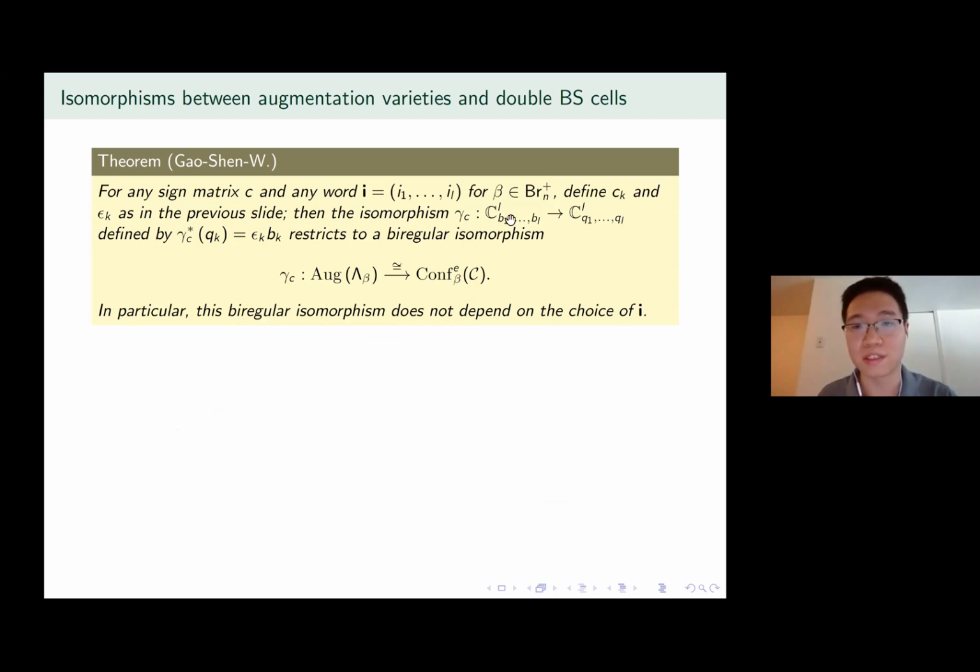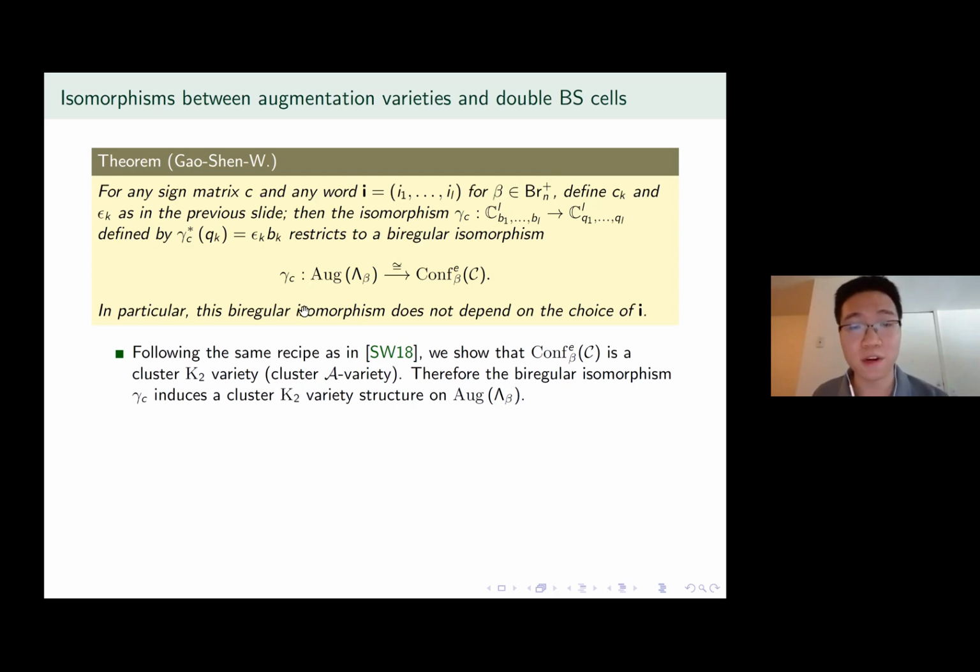right? So these are two affine spaces. So you pull back Q to be epsilon k bk. So this isomorphism between ambient spaces restricts to a biregular isomorphism between the augmentation variety and the double Bruhat cell. And this biregular isomorphism does not depend on the choice of word. Okay? However, it does depend on the choice of the Sine matrix.